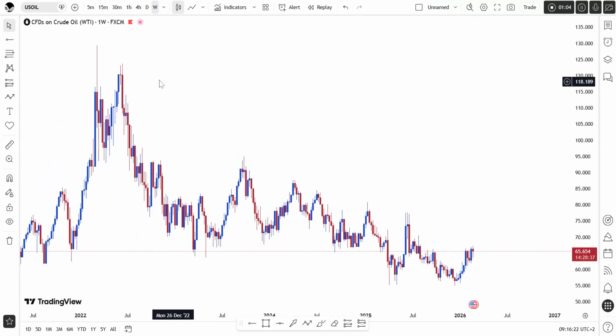So since 2022, the price has been bearish on oil. As you can see, it's been making lower lows and lower highs, lower lows and lower highs. It has been respecting lows, right? And actually, it has not been respecting lows because it was in a downtrend.